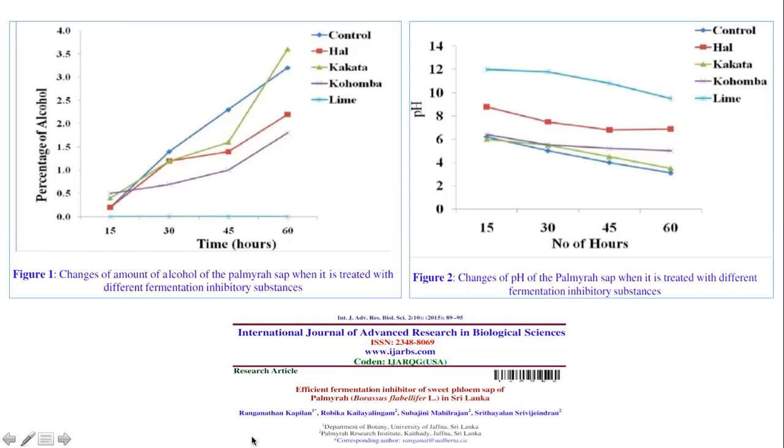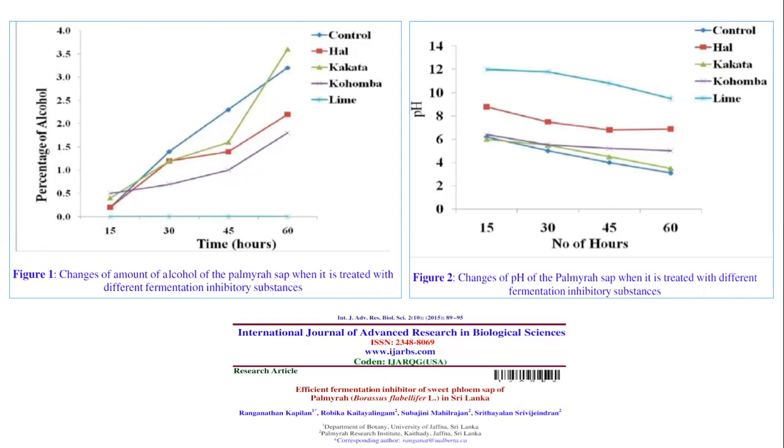And this study has been conducted at the Palmyra Research Institute, right? You can see they have used different plant materials, right? Hull, lime, cohomber, like plant materials they have used, and you can see how the alcohol percentage is changed, right? In the control, you can see the blue color. And when we add hull, you can see how it has decreased, right? Alcohol percentage has decreased with time. So basically they are adding pieces of hull bark inside the pot we use to collect the sap. Then we can control the fermentation. So it means we can use the sap to produce treacle or jaggery, right? But we can't use such sap to produce toddy or vinegar.